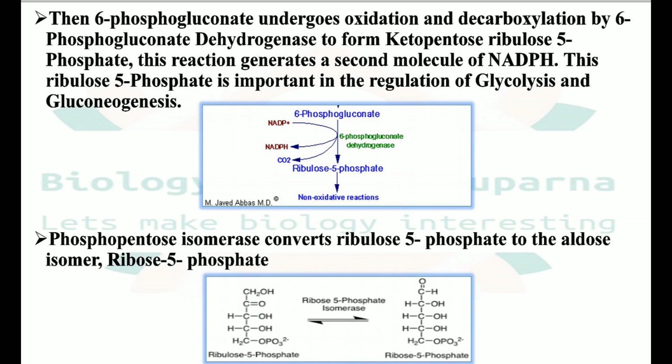In the next reaction, the 6-phosphogluconate undergoes oxidation and decarboxylation by 6-phosphogluconate dehydrogenase to form a ketopentose, which is ribulose 5-phosphate. This reaction generates a second molecule of NADPH. This ribulose 5-phosphate is important in the regulation of glycolysis and gluconeogenesis.